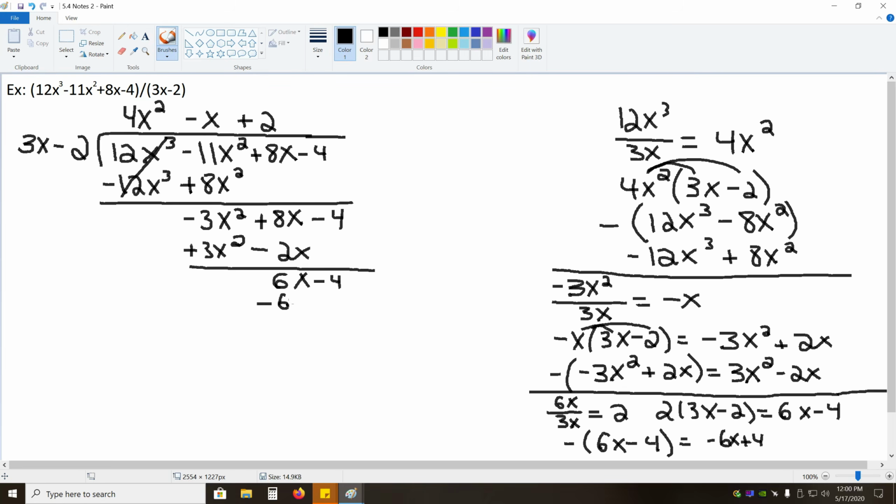So we have minus 6x plus 4, which when we combine these terms together, 6x minus 6x cancels out. Negative 4 plus 4 cancels out, leaving us with a remainder of 0. So our answer is 4x squared minus x plus 2. If the remainder were, for instance, 1, then we would put a plus 1 over this value on the outside, 3x minus 2. But there is no remainder, so we just leave it as it is.